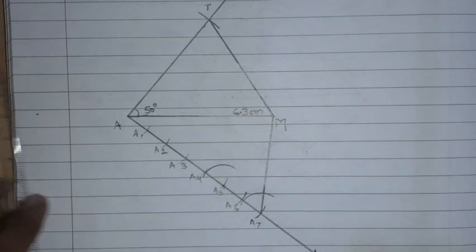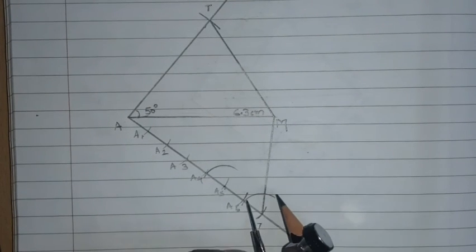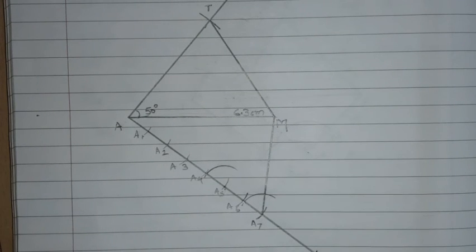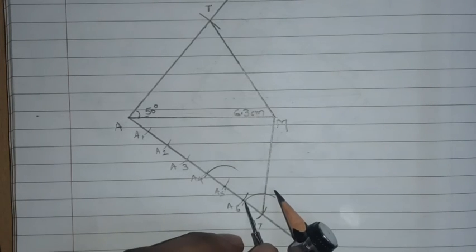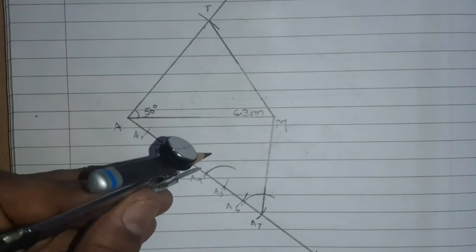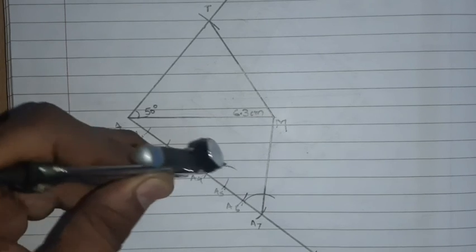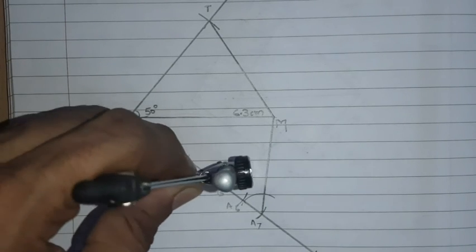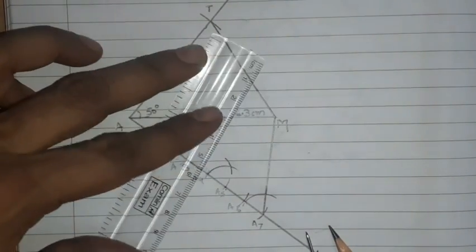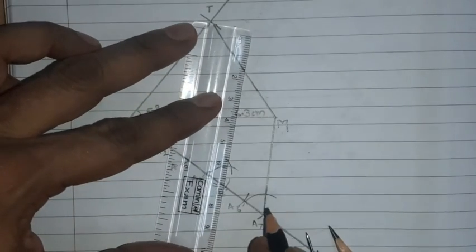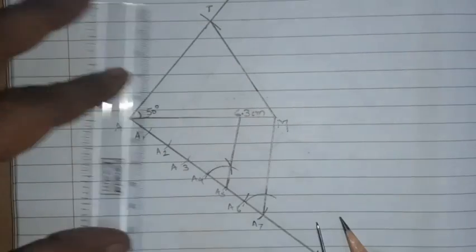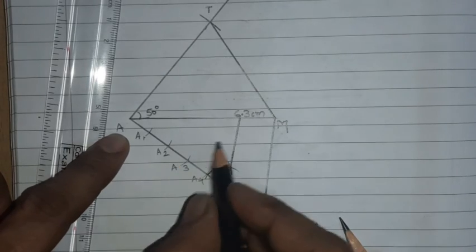All of you understand this? Now put the metal point, take this much distance, and put the metal point on here and draw the intersecting arc. Now join this A5 with this intersecting point. Now see dear student, this is point H.